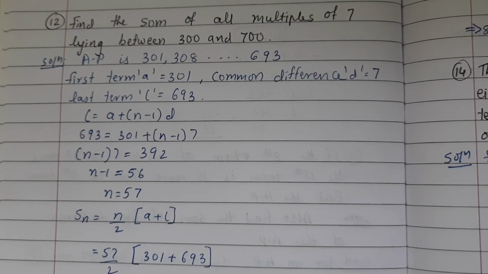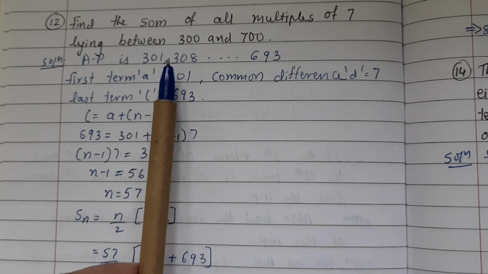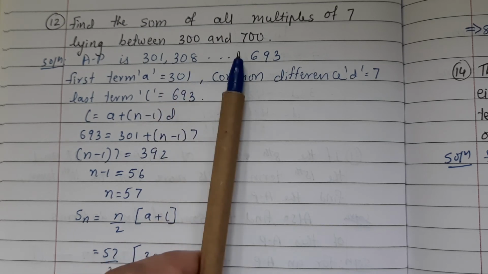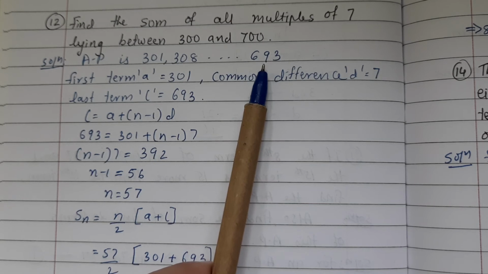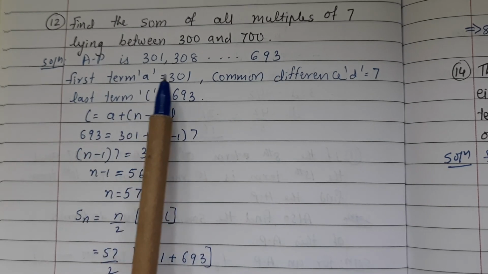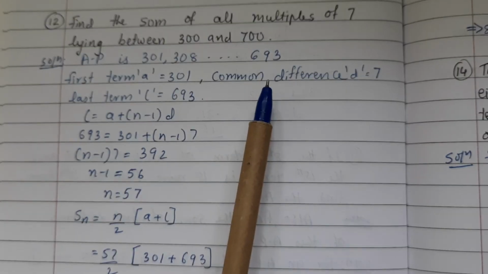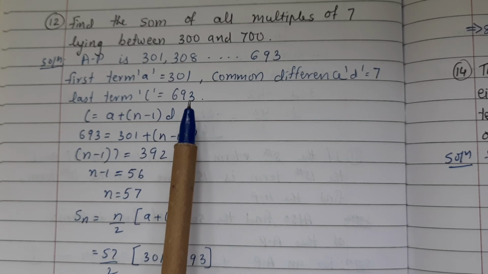Sum number 12. Find the sum of all multiples of 7 lying between 300 and 700. AP: the first multiple of 7 is 301, plus 7 is 308, and so on till the last one below 700. So the last term will be 693. First term A equals 301, common difference D equals 7, last term L equals 693.